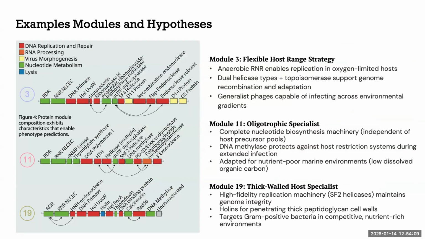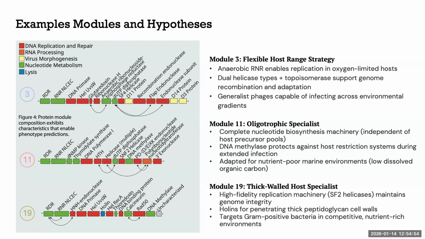But digging a little bit deeper into the genomic composition of these genomes, what we did that helped as well is classifying these proteins as one of 5 categories: associated with replication, RNA processing, morphogenesis, metabolism, and lysis. And what we end up with is a somewhat similar story, a similar approach to what we did earlier on. We end up with, for example, this module 3. We see that it has an anaerobic RNR that we know enables replication in oxygen-limited hosts. It has 2 types of helicases and topoisomerases that support genome recombination and adaptation.